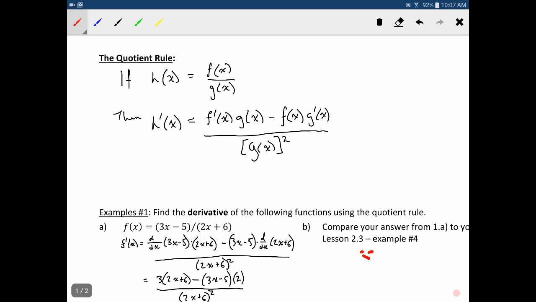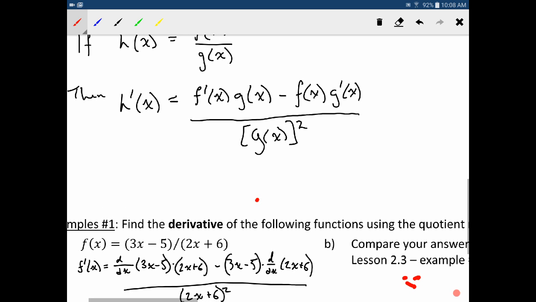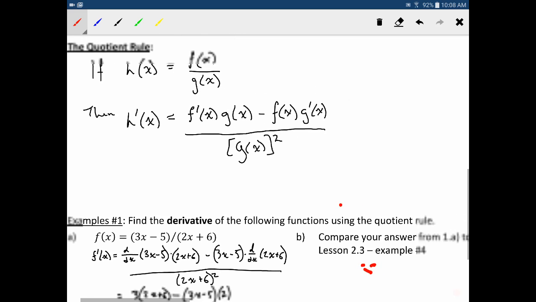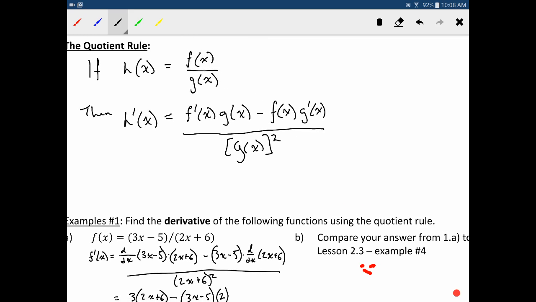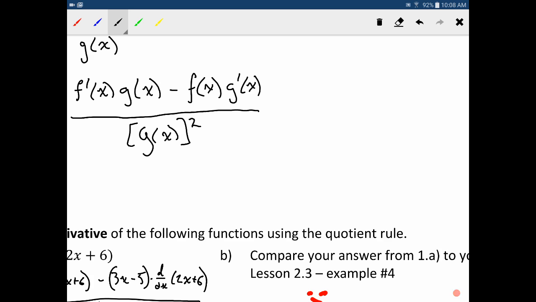But here we go. So, if we have h of x, which is a quotient of f of x and g of x, then this is going to be our formula for the derivative of h of x. We have f prime of x times g of x minus f of x times g prime of x. And the top obviously looks very similar to the product rule, but then we have to divide the entire thing by g of x squared. It is important to mention that there is obviously a restriction on this one. For this, g of x cannot equal 0.